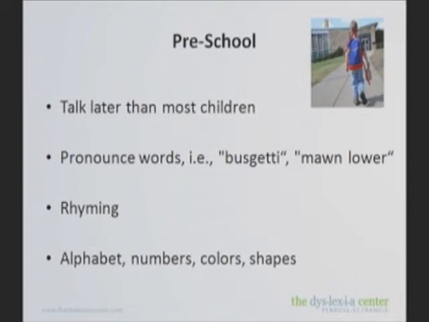In preschool, we might see these children talking later than most children, pronouncing words incorrectly, like biscotti, or flip-flopping some sounds or syllables, "lawn lower" instead of lawn mower. They struggle with rhyming, have trouble learning their alphabet, numbers, colors, shapes.